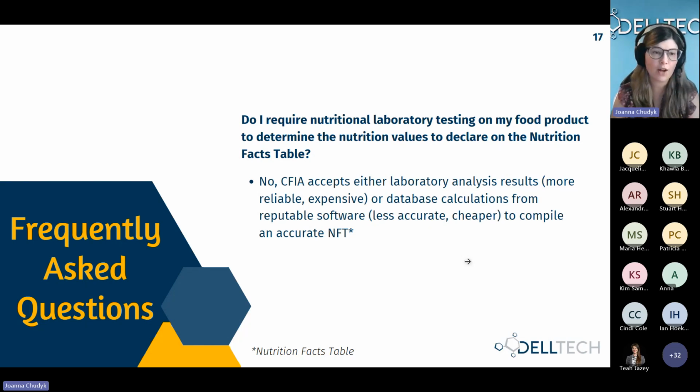However, it is an expensive method, so a lot of clients just opt for those database calculations. So there are a number of softwares available, and you just input all of the ingredients in your product and it spits out the nutrition facts table. This can be less accurate, so do use it with caution because it does not account for any sort of processing losses or seasonal variations that can exist with ingredients. So use either at your own risk, and you will be liable if your nutrition facts table isn't accurate. So that's just something to keep in mind, but a lot of companies do just use the database calculations because they're much easier and cheaper.